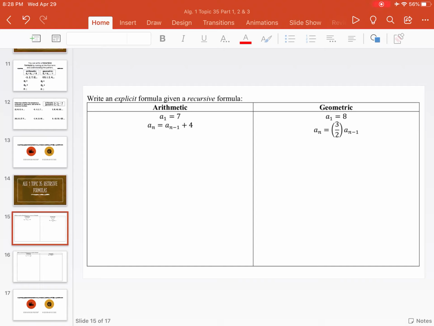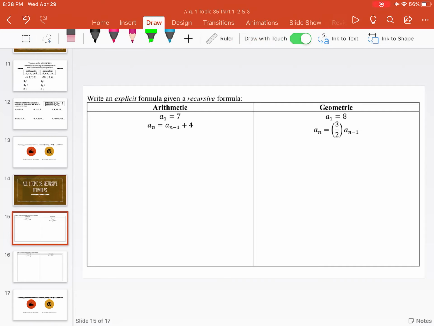And remember that there are two different kinds of sequences that we've dealt with: arithmetic, which is linear, and geometric, which is exponential. So in this first problem, on the left-hand side, we have a sub 1 equals 7, so the first term is 7, and we also have a sub n equals a sub n minus 1 plus 4. So here we have a recursive formula, and also always keep in mind that recursive formulas work for when n is greater than or equal to 2. So it works for finding the second term and up.